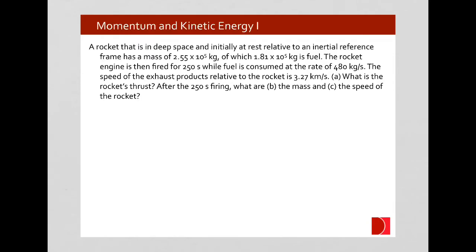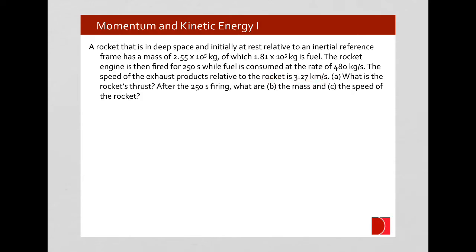We have a rocket that is in deep space and is initially at rest relative to an inertial reference frame and has a mass of 2.55 times 10 to the 5th kilograms, of which 1.81 times 10 to the 5th kilograms is fuel. The rocket engine is fired for 250 seconds while the fuel is consumed at a rate of 480 kilograms per second. The speed of the exhaust products relative to the rocket is 3.27 kilometers per second.